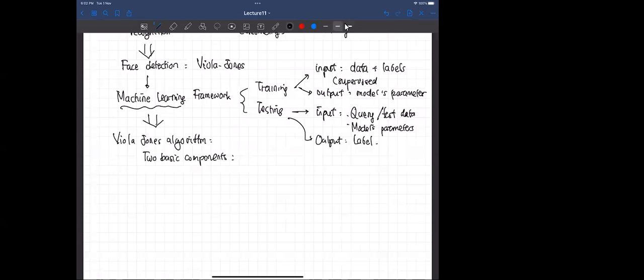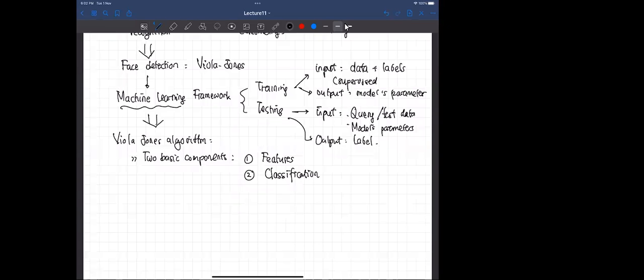Actually, you mentioned the first one before. Number one is features. And number two is what? The basic components of Viola-Jones: number one is features, and the other one is what? Anyone? It's classification. So the number one is features, the second one is classification.